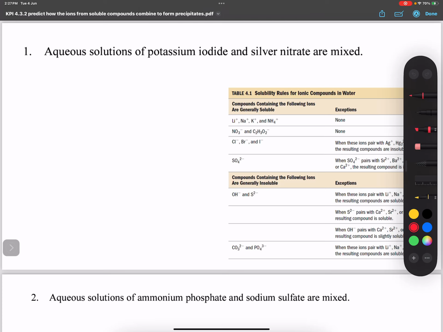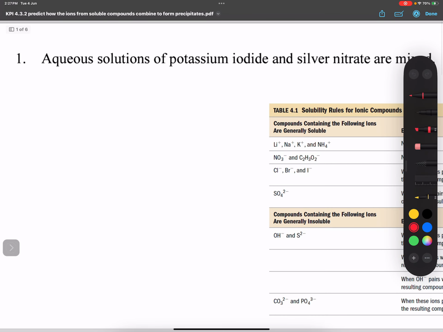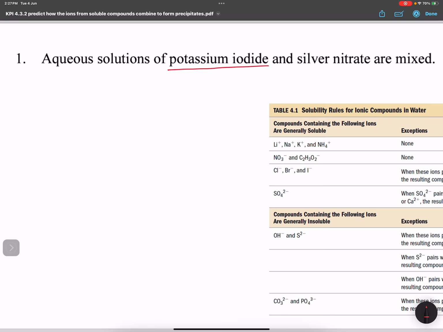So this is about 4.3, how to predict the ions from the soluble compounds to form precipitates. So what you will do, first you will have to construct a formula. You have already learned about constructing a formula. If the formulas are given, it's value added.